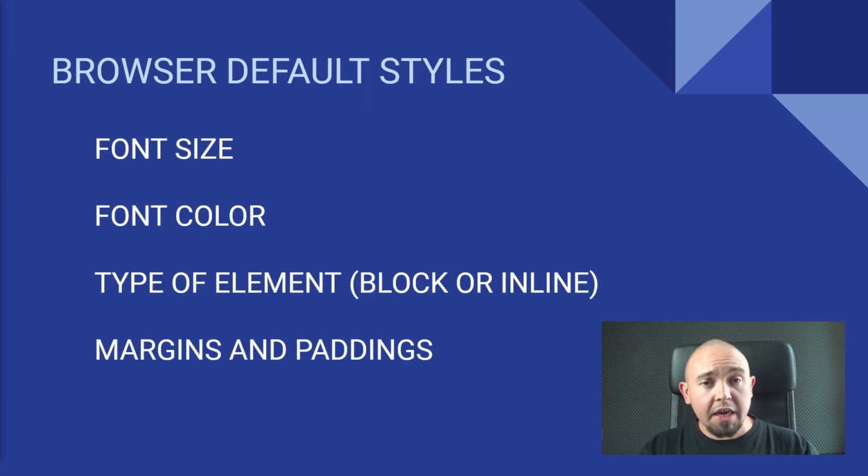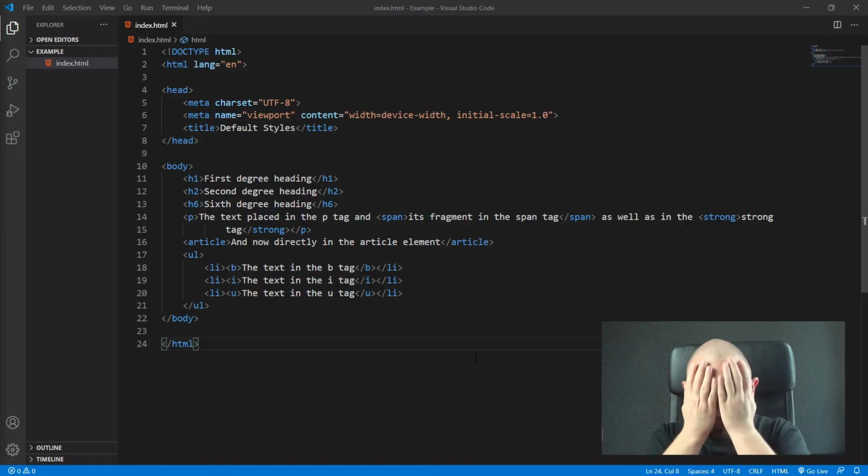Only by making the HTML structure without specifying the visual layout of our website, the browser will display the effect of our work with no problem. That's because every browser has defined its own default display styles for every HTML tag. The browser defines the properties like font size, font color, type of element, which we will talk about, margins and paddings. And I'm gonna show you how this works in practice.